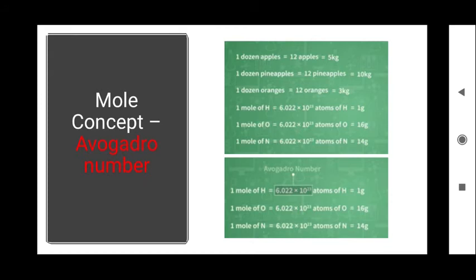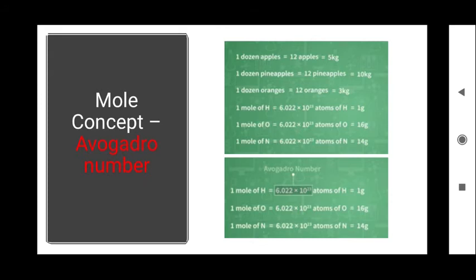But will their weight be the same? Even though they have the same number of fruits, the weight will be different. So 1 dozen apples may weigh, say imaginary, 5 kg, but 1 dozen pineapples may be 10 kg, and 1 dozen oranges may weigh 3 kg. So even though they have an equal number of fruits, 12 each, they have different quantity, that is, the weight is different.